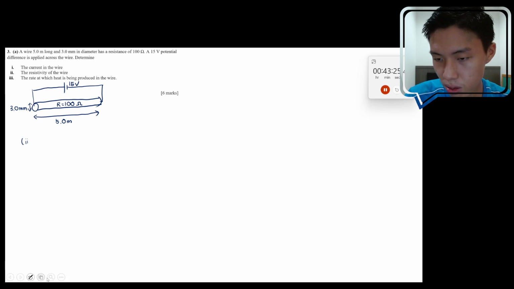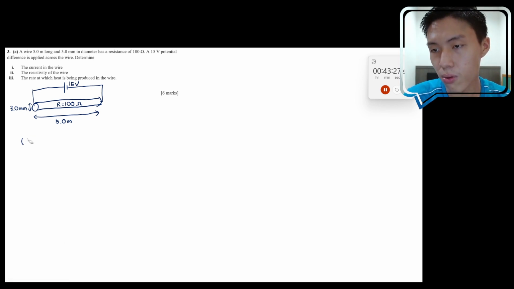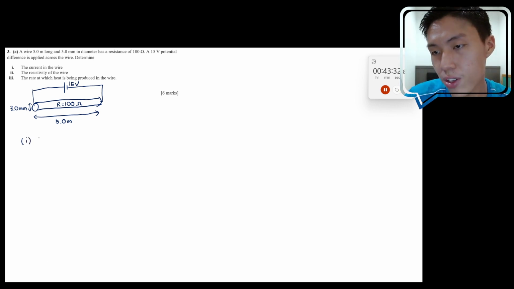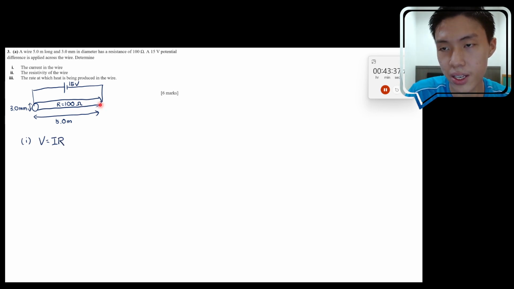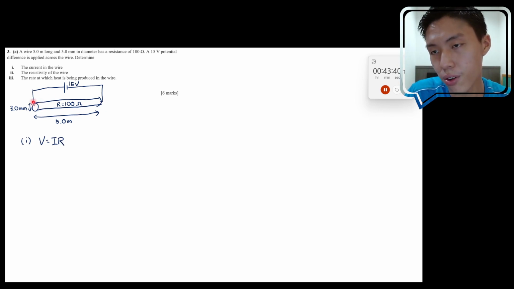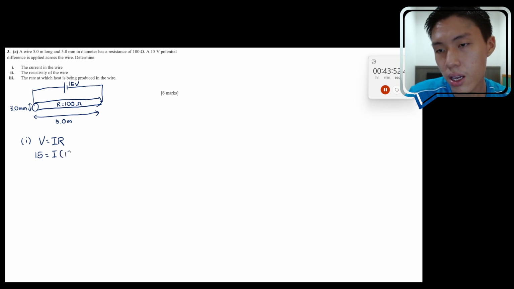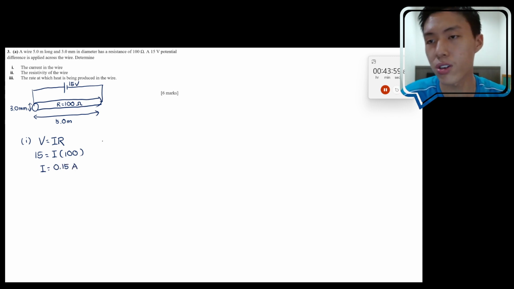Okay, I think this one is probably a bit straightforward. Why is it straightforward? Because V is equals to IR. You know the resistance across the wire. You know the potential difference applied across the wire, so you can find the rate of flow of charge, or the current flowing through the wire. So this is 15 volt, current, resistance is 100. So from here, you know that your current is 0.15. Unit for current is ampere or coulomb per second.